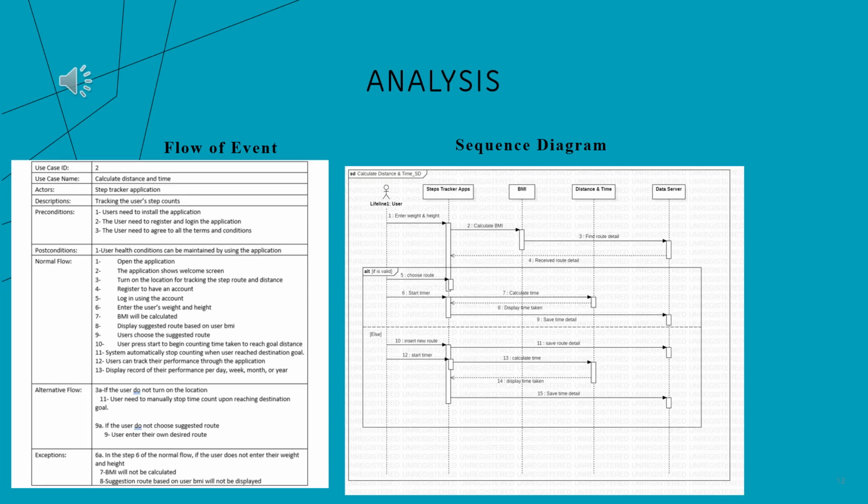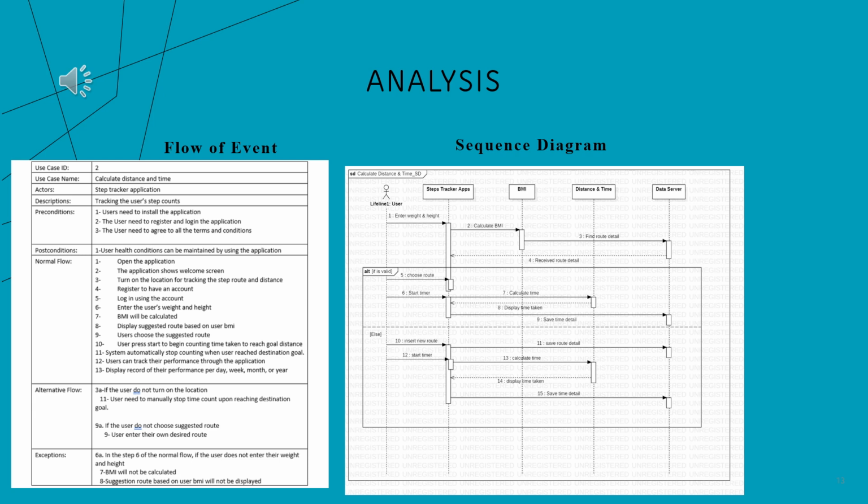In this slide, there is the flow of events and the sequence diagram for use case ID2, which is calculate distance and time in the Step Tracker application. The user needs to enter weight and height in the Step Tracker app, and then the app will calculate the BMI and will find the route in detail for the distance and time. It will lead to the data server and will reserve the route detail in the Step Tracker app.